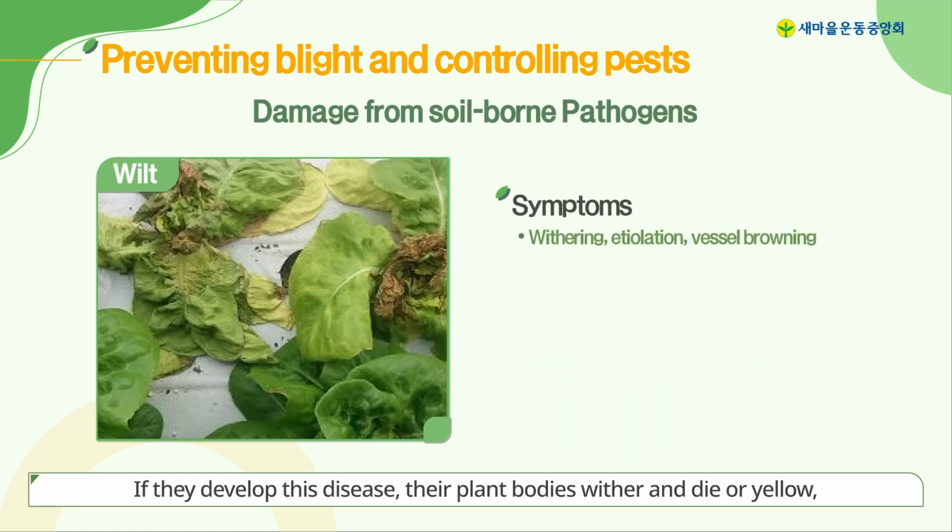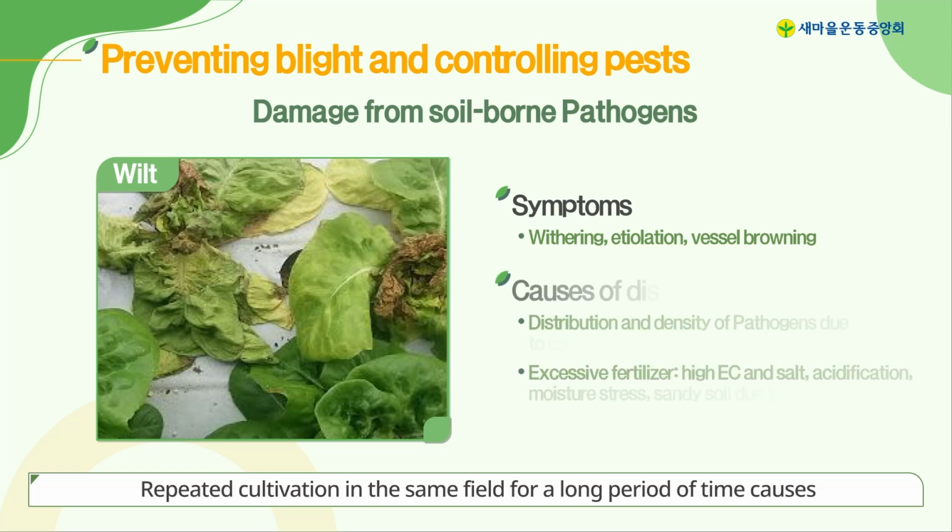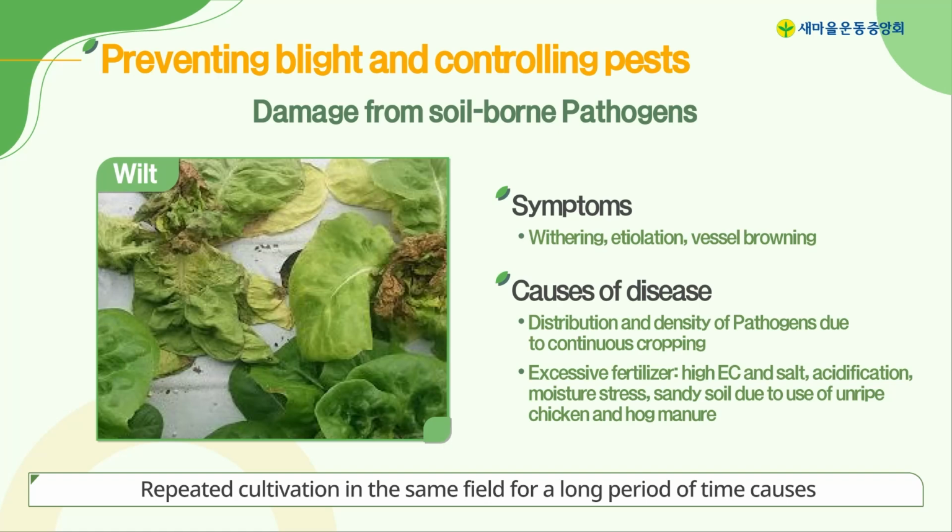If they develop this disease, their plant bodies wither and die or yellow, and their xylem turns brown and withers. Repeated cultivation in the same field for a long period of time causes this disease because pathogen density increases there. It also occurs frequently in soils with high EC, salinity, and acidity, when you fertilize the soil too much, or when you fertilize with compost, such as insufficiently rotten dog or pig manure.